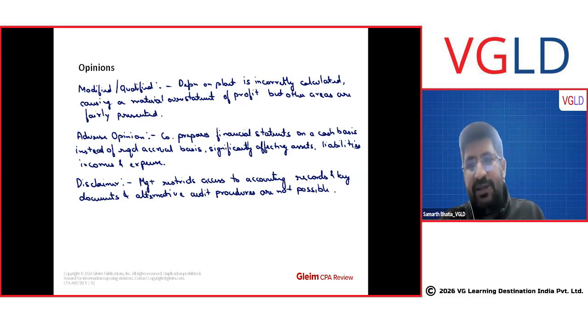When only a few errors are there and it is not affecting the financial statements as a whole, I'll give a qualified opinion. When there is a huge effect over the financial statements, affecting the entire financial statements of a company, the assets, liabilities, income, expenses, everything, I'll give an adverse opinion. In case management restricts me, is not allowing me to take out the accounting records and key documents, and I'm not able to perform any audit procedure, I'll not give any opinion. I'll give a disclaimer here.